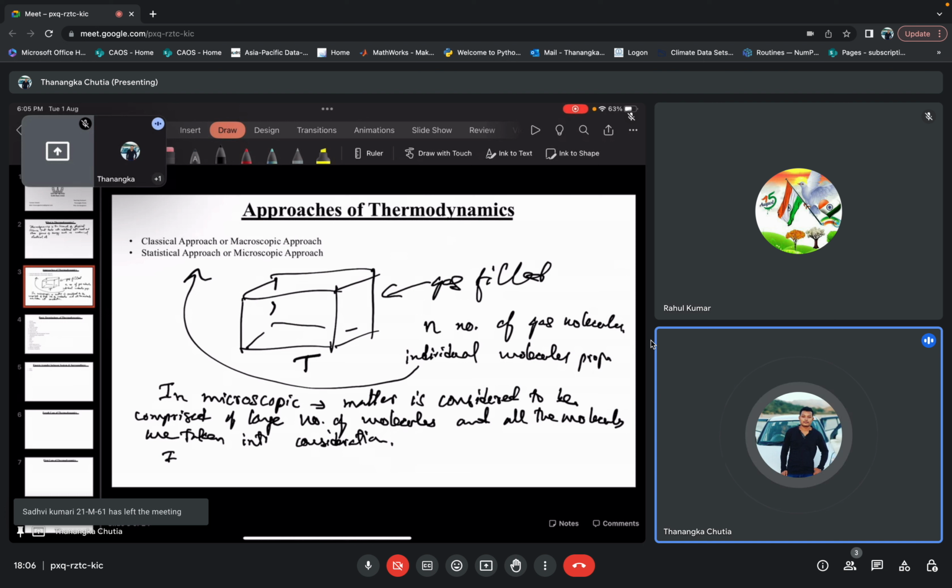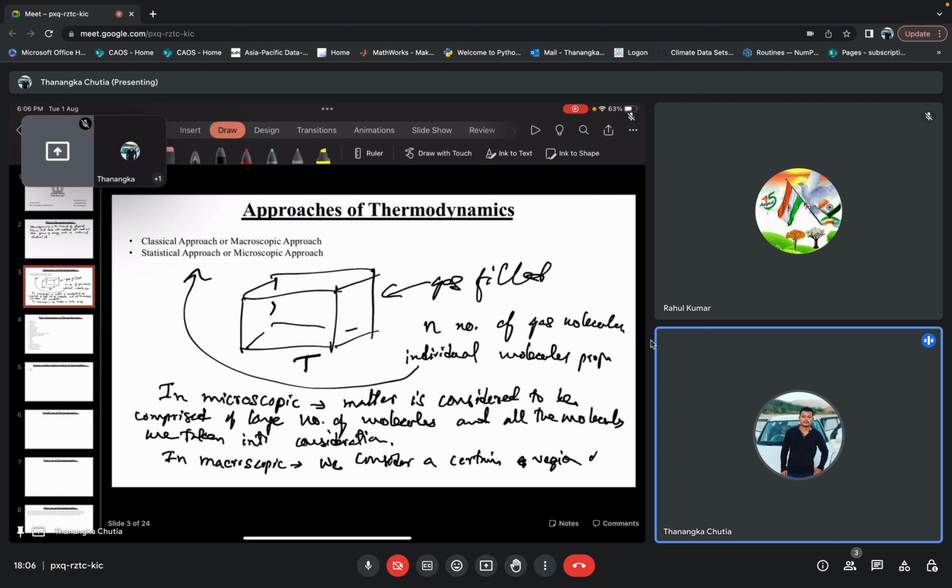And in the macroscopic approach, what we basically do is consider a certain quantity of matter, a certain region of matter, or we can say it's like a global study. That means the entire picture of each and every molecule is given by a global parameter.